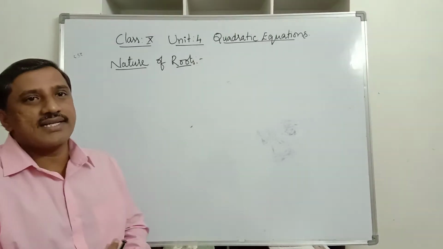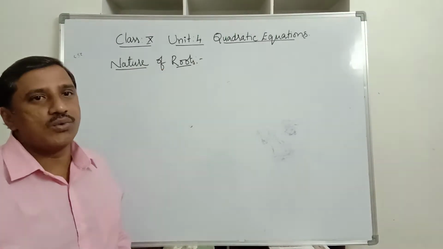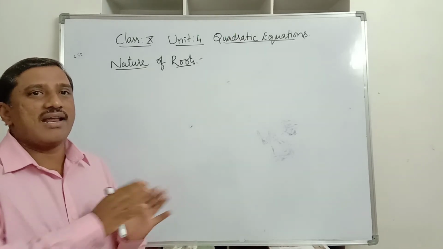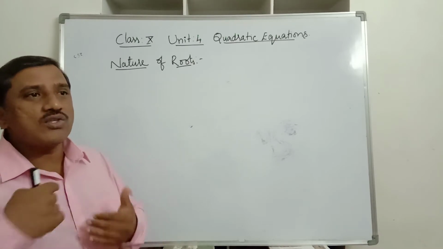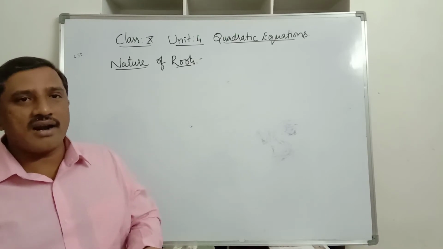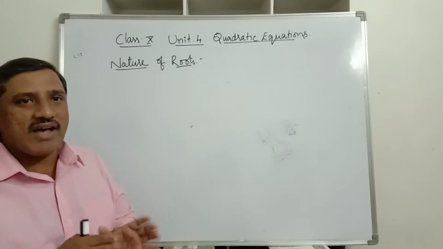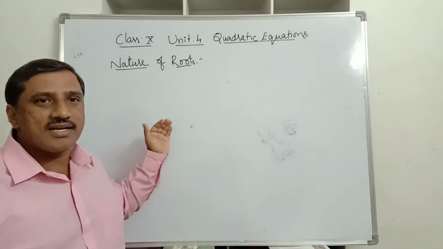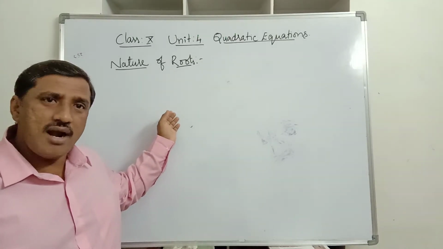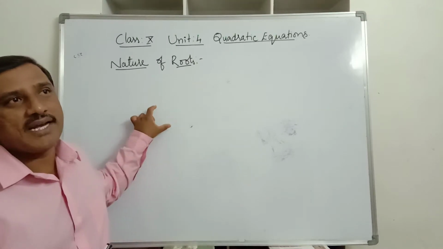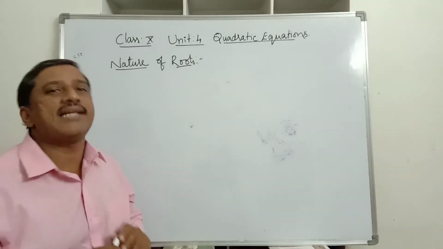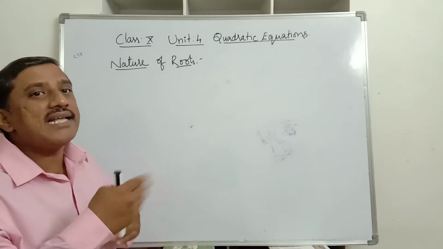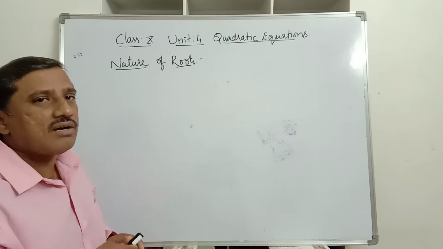Today we are going to discuss nature of roots. What type of roots, as we discussed in the earlier class: real roots and unreal roots. When do we get real roots, and when do we get unreal roots? That depends upon the value of b square minus 4ac. That's why the value b square minus 4ac is known as the discriminant. Why is it known as the discriminant? Because it is describing the nature of the roots.